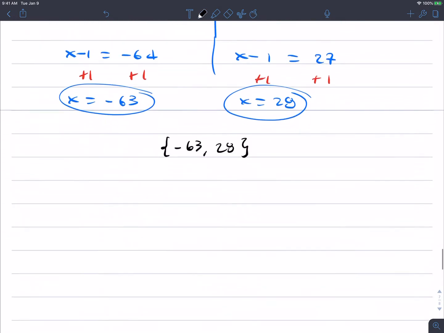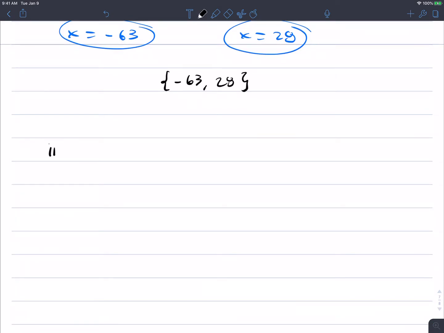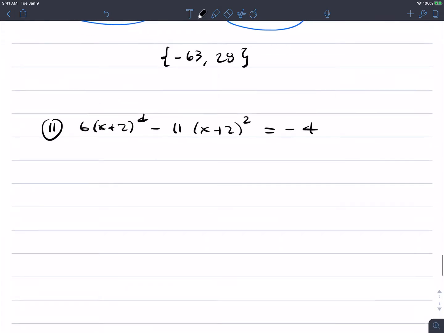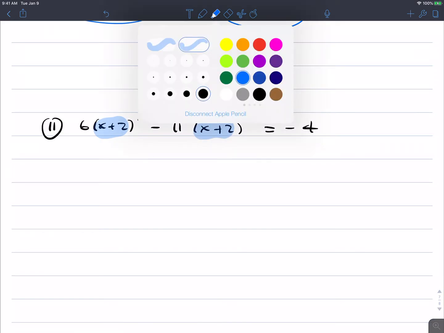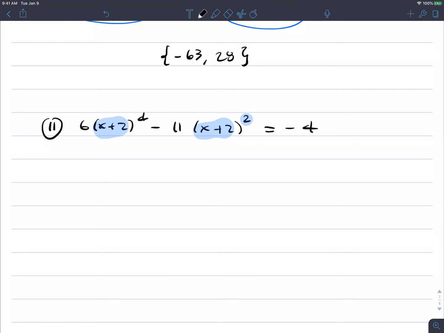Number 11. Six times (x plus 2) to the 4th power minus 11 times (x plus 2) squared equals negative 4. Again, you can see that we have a base here, x plus 2, but the power here is 2. So we're going to let t be (x plus 2) squared. So this term is t.